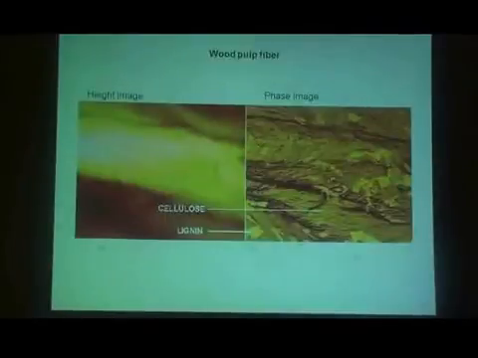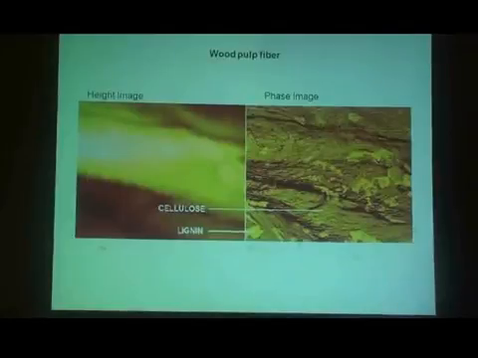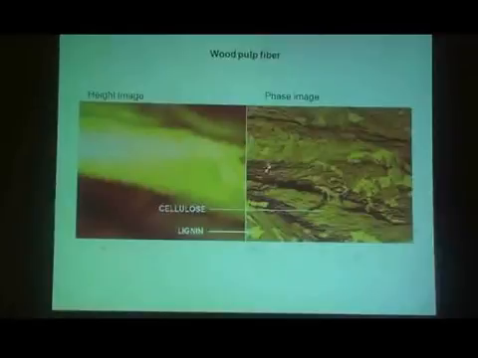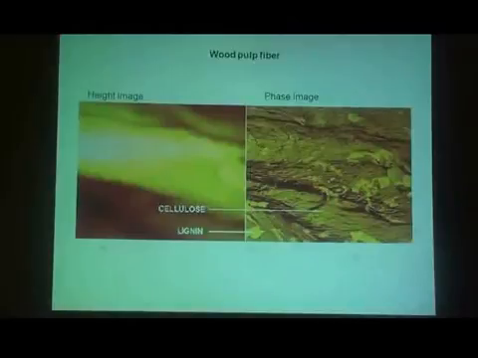For example, if you consider the wood pulp fiber, this is the height image where you don't see much information. Whereas if you consider the phase image, you can see a very detailed image of the contrast between the different types of fibers in this wood pulp. So that is possible.